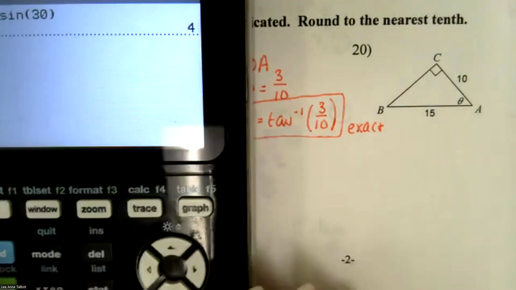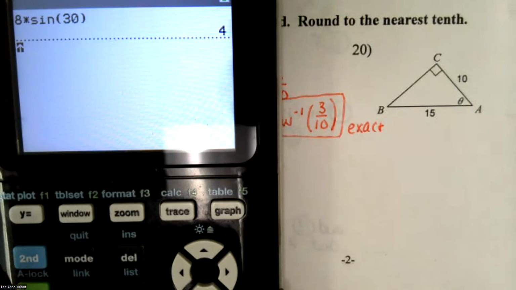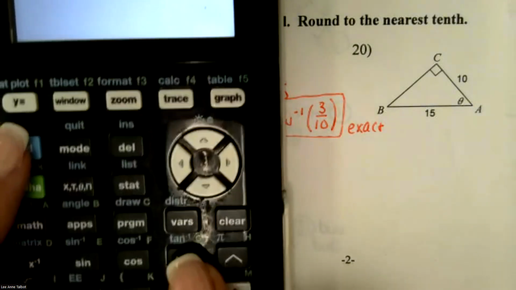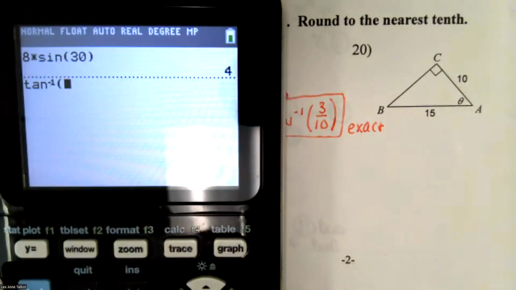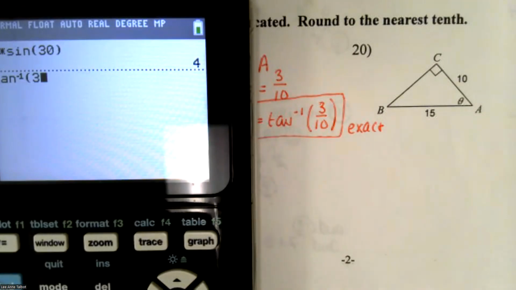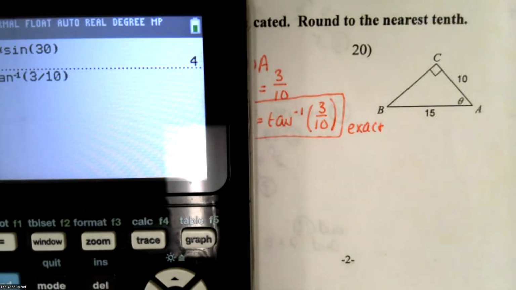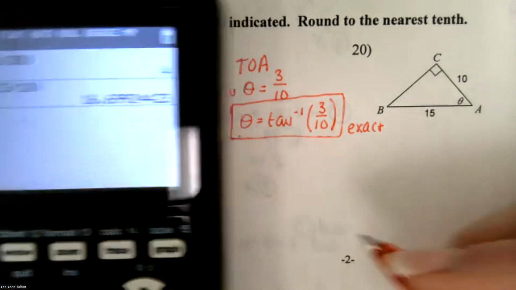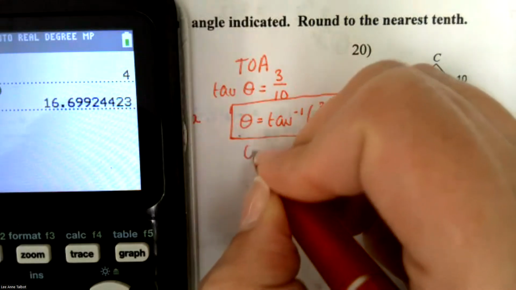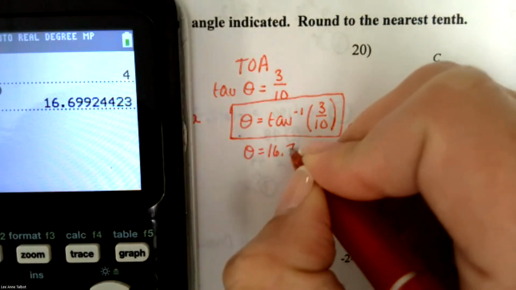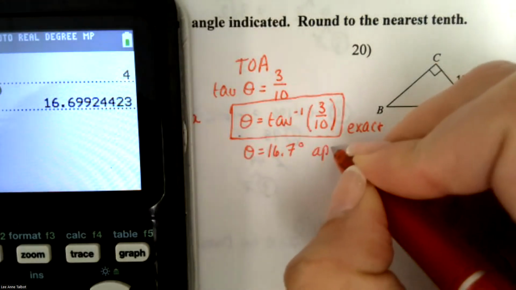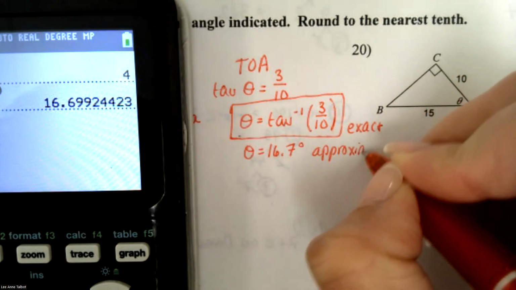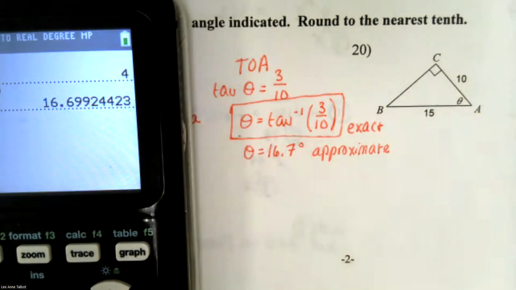Okay, now we're going to practice it on here. Tan inverse, you need to hit second tan. Tan inverse of 3 divided by 10 is 16.7 degrees. Approximate.